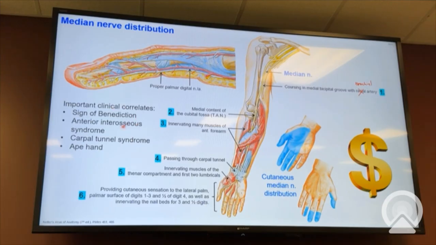And our important clinical correlations that we mentioned for the median nerve: the sign of benediction, the anterior interosseous syndrome. Remember trying to make the OK sign? Remember, this will be flat if you have an anterior interosseous nerve lesion. Carpal tunnel syndrome, of course, and then the APB. The median nerve also does come out to these digits here and does your nail beds. So if you actually look at the median nerve distribution here, it kind of curls over and does your nail bed.